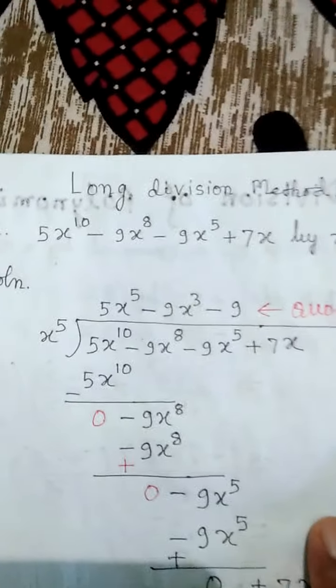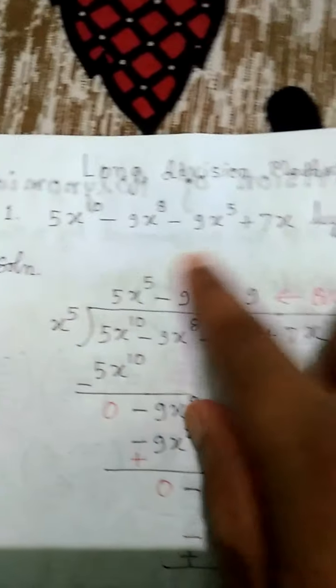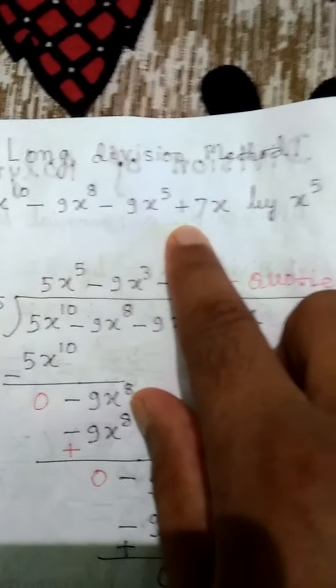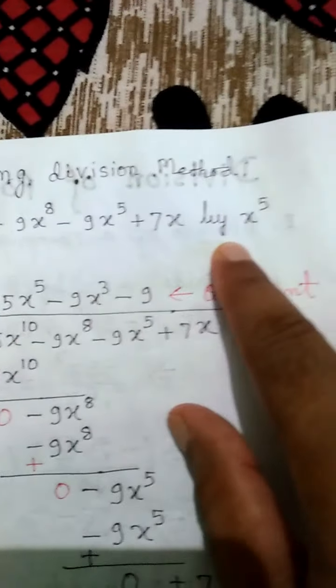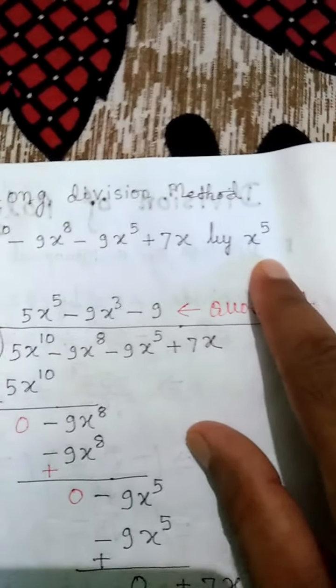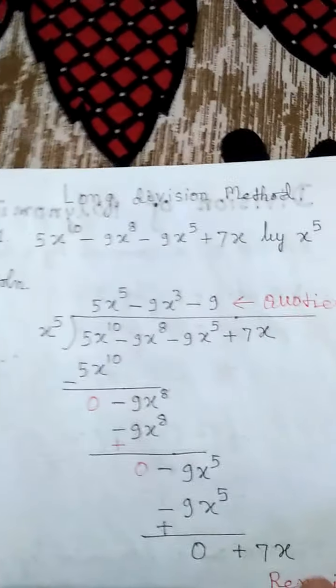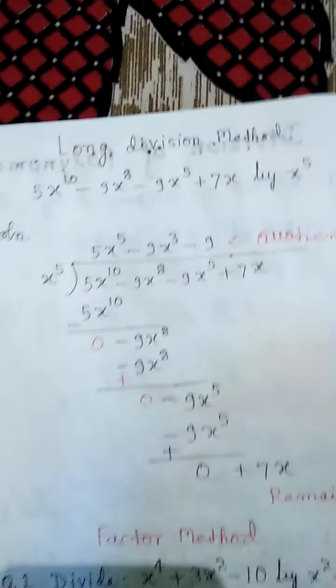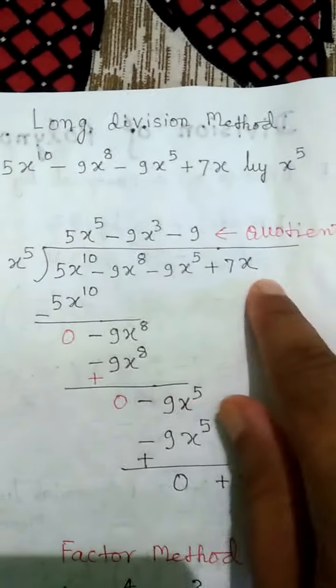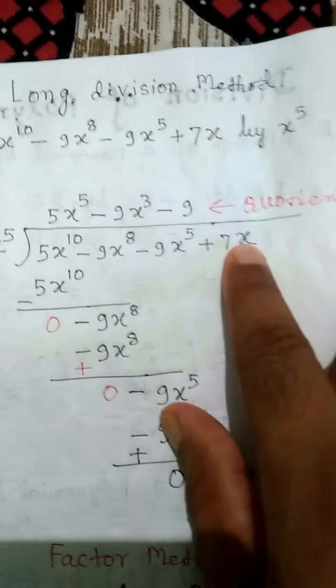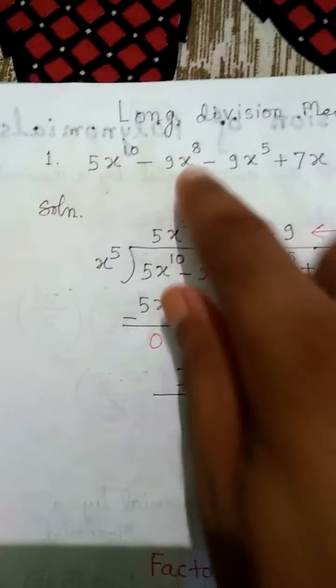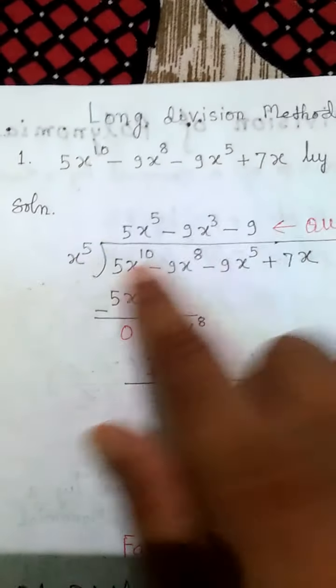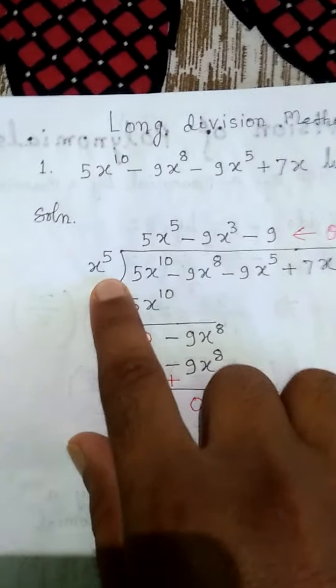Now, long division method. This one is a polynomial. We have to divide this polynomial by the monomial x to the power 5 by the long division method. In this method, the dividend is written here. This place is for the dividend. This question is here, and this is the divisor. I have written it here.